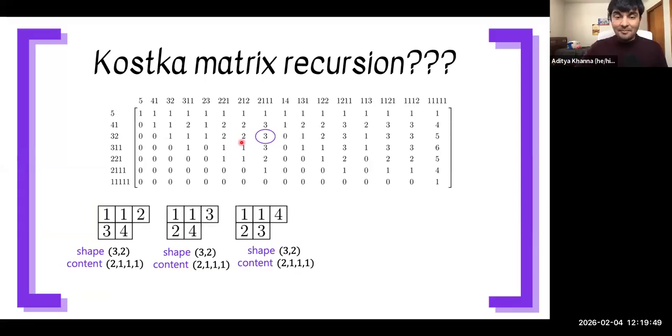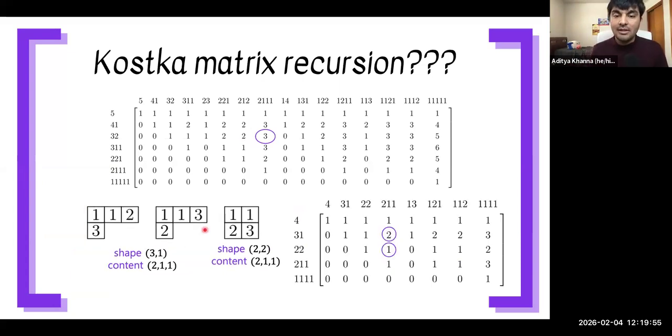Another example. These were the 3 things that we saw. I'm now again going to remove the largest entry. So 4 will get removed, giving us these guys. And now you see that the shape 3, 1 and content 2, 1, 1 has an entry 2, which corresponds to these 2 tableaux. Shape 2, 2 and 2, 1, 1 has the entry 1 corresponding to this tableau. And it's not hard to notice, 2 plus 1 is 3.